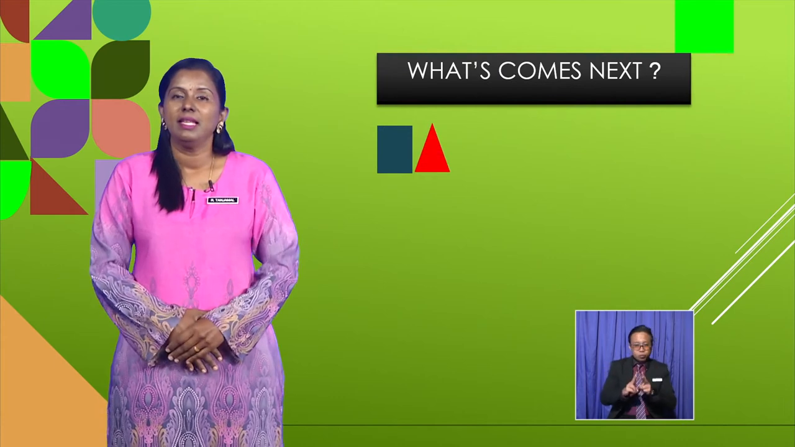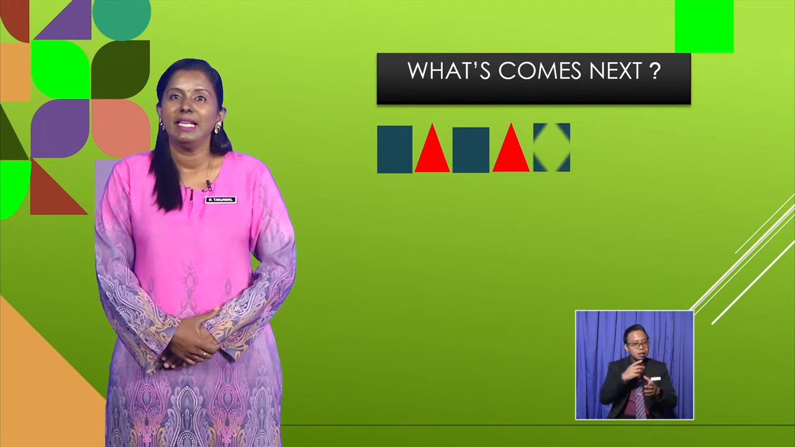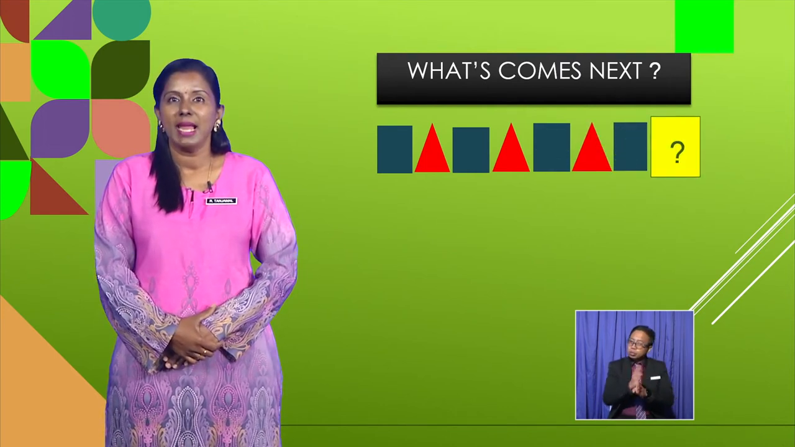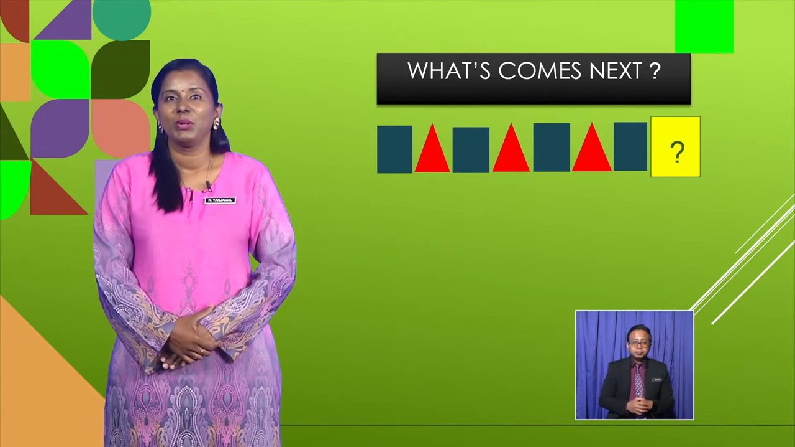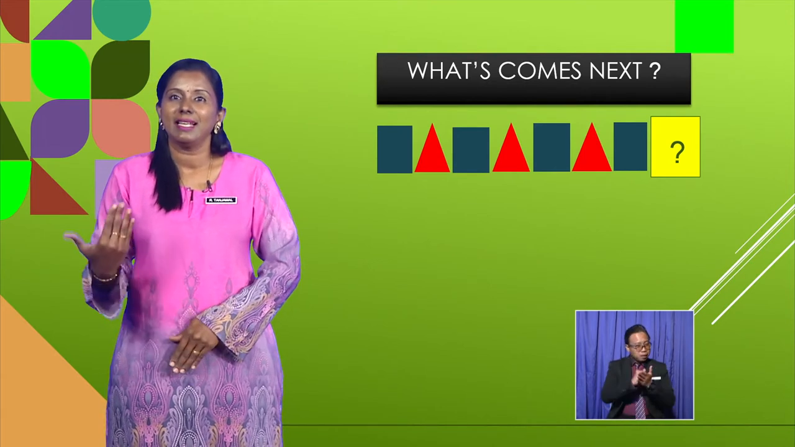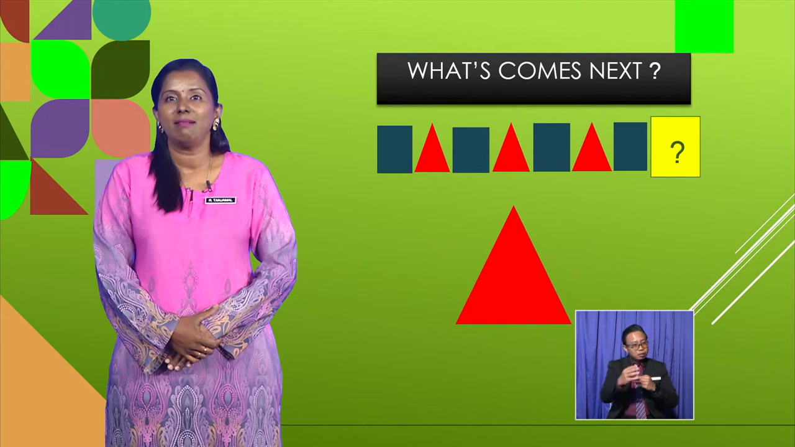What do patterns look like? Patterns are various. They are repeating patterns like this. Can you tell me what shape will come next? Good, excellent. That is the correct answer. Next will be a red triangle.